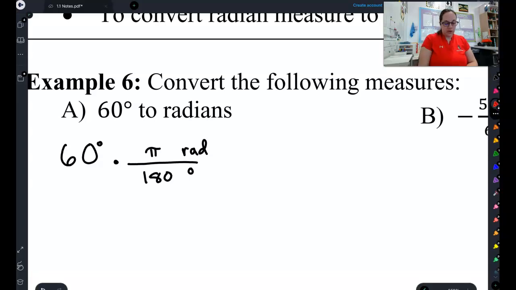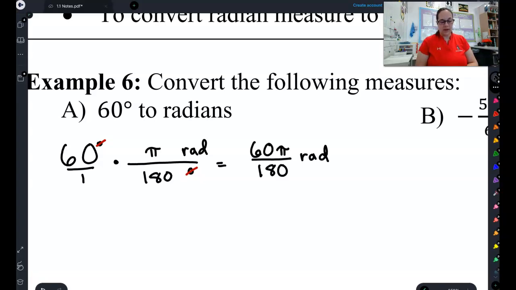Now we can do our conversion. The degrees on top and bottom cancel. And remember, we multiply across. This is over a secret 1, so I get 60 times pi on top. And I get 1 times 180 on bottom. And radians is the only thing that I have left here, so that's my unit.